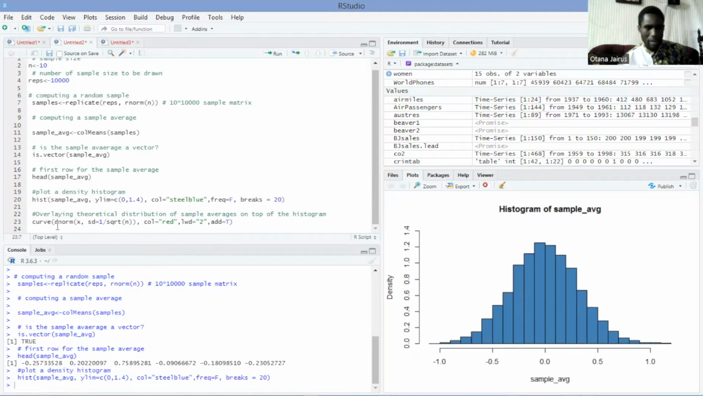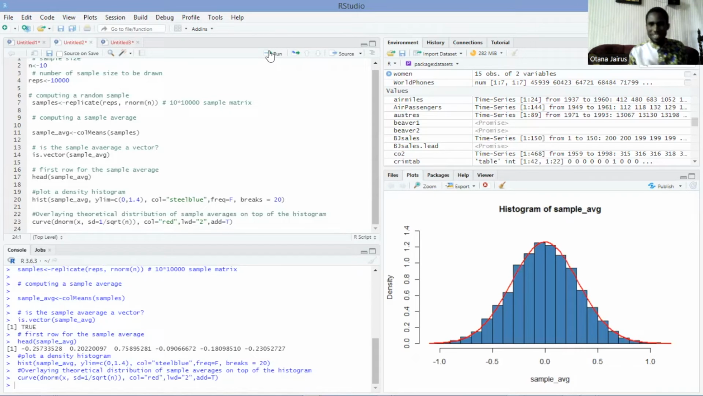As you can see, curve, then norm for normal, then you have x, which is the sample average. Then the standard deviation is 1 over the square root of the sample size, and the square root of the sample size is 10. Then for the color, we want our normal curve to be red. This is the density that you want. Then you can go ahead and just run the same. You see? So this is now our normal curve for the histogram.